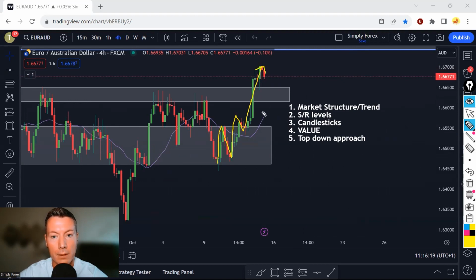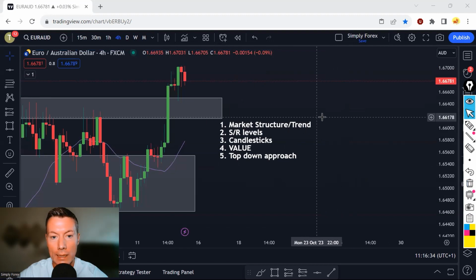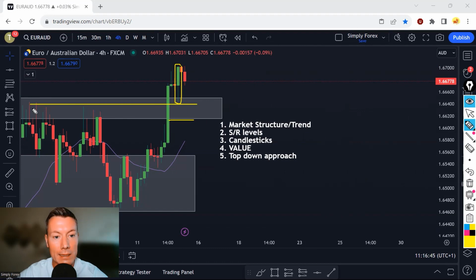Okay. So tick, support and resistance levels. This was the daily level, but it's still valid on the H4. We've broken this resistance level. Tick, candlesticks. I actually entered this trade on this candlestick. Put my stop below here. But that candle bouncing off of this level is a good entry for me, because it ticks all the boxes.